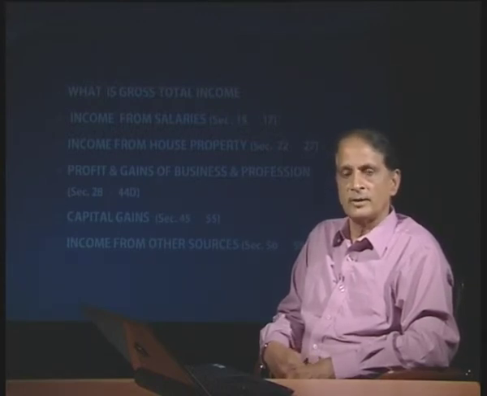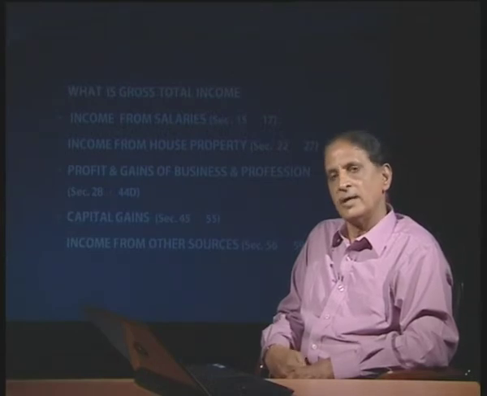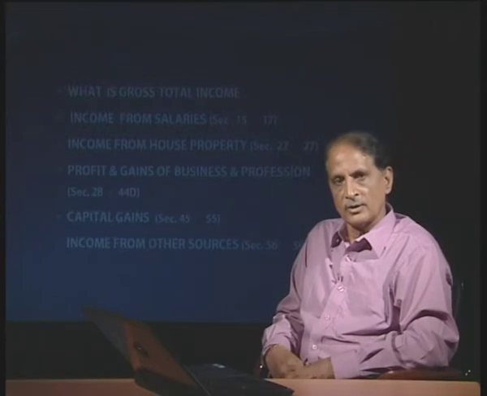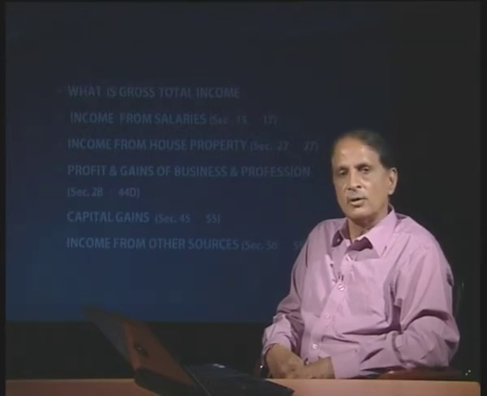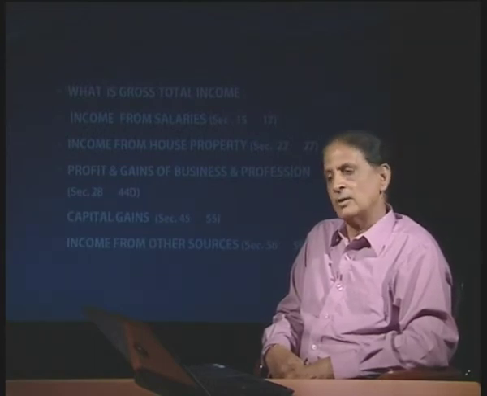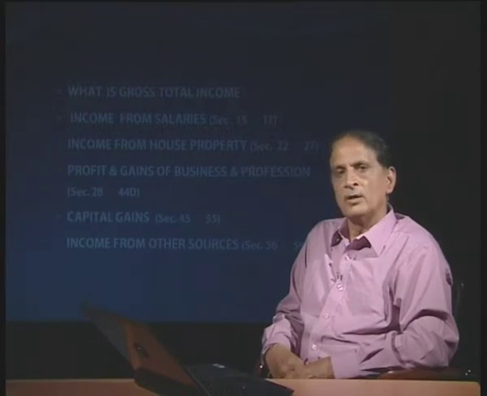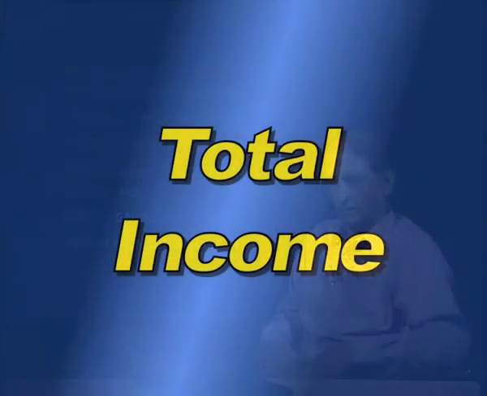First is dividend, second is casual income, and third, any gift which is received by a person in the previous year, not from his relative, not on account of his marriage, not under a will or in contemplation of death. Now, what is total income?